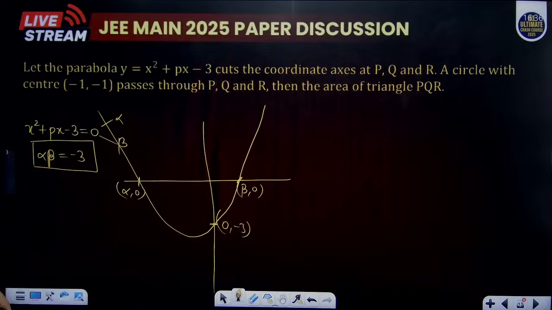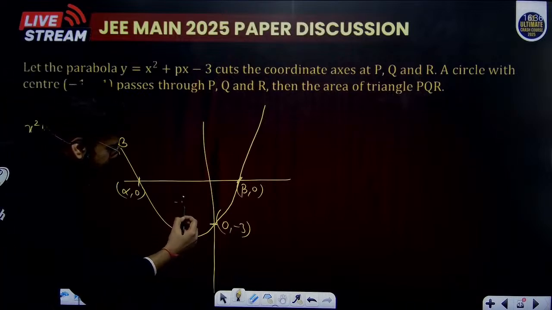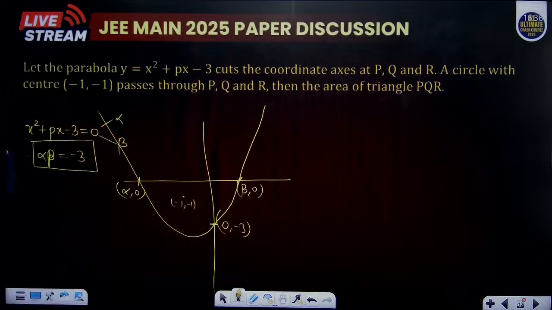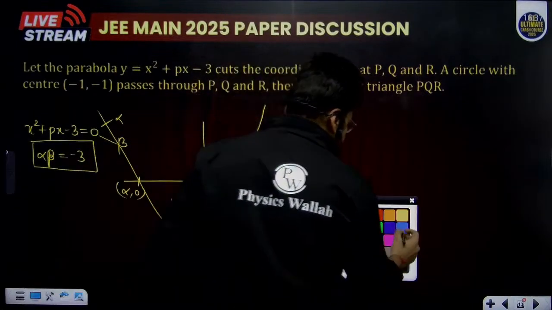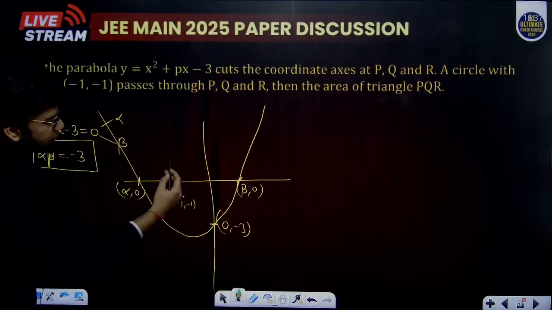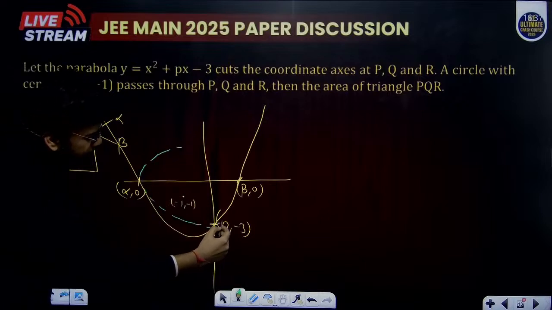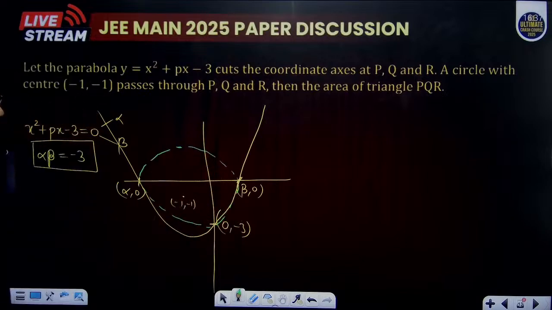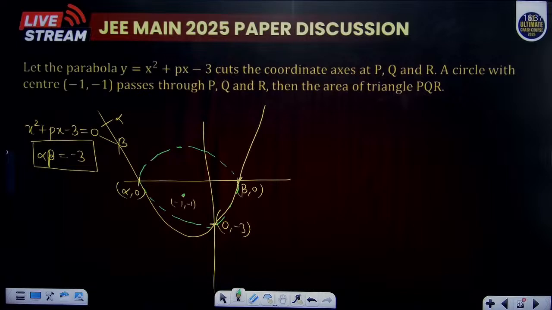Now, moving on to the next part, a circle with center (-1, -1). There is a circle whose center is at (-1, -1) and which is passing through all these three points P, Q, R. So this is something like this. There is a circle whose center lies at (-1, -1) and which is passing through these three points. And this is the center of the circle. So something like this is happening.